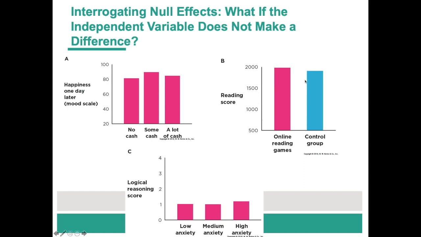Another one, reading score. Online reading games maybe a little bit helps, but not much. Or low anxiety, medium, and high anxiety on logical reasoning score. These things happen all the time. And it's really important to understand what they could possibly mean. They may not be the most exciting. Journals don't always publish these very often, and the media don't usually talk about them a whole lot. But there's reasons that they could exist, and they're still important findings.